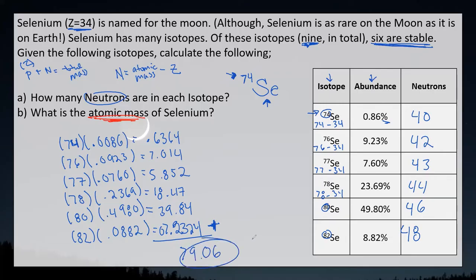79.06, which is within 0.1 of the official atomic mass of selenium. The official one's a little bit higher, and this has to do with discrepancies of when it was measured, who measured it, and the details, like how precise this measurement actually is. Right? So we get pretty close. So selenium, if you don't know what isotope you have, your average atomic weight is going to be approximately 79.06 grams per mole.